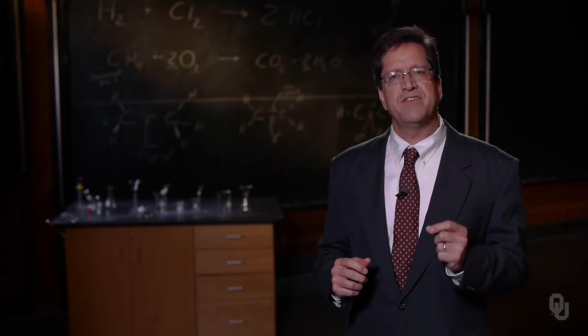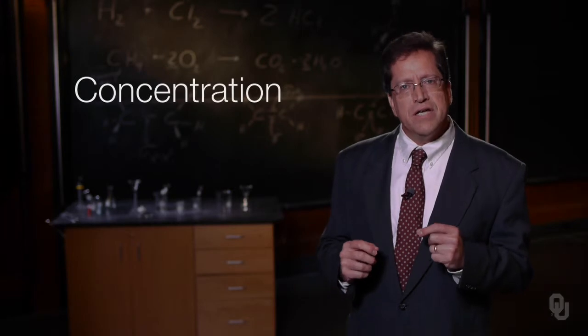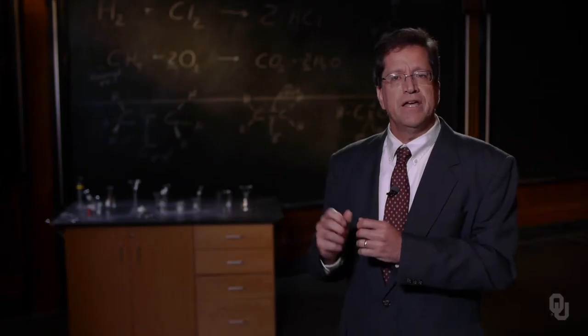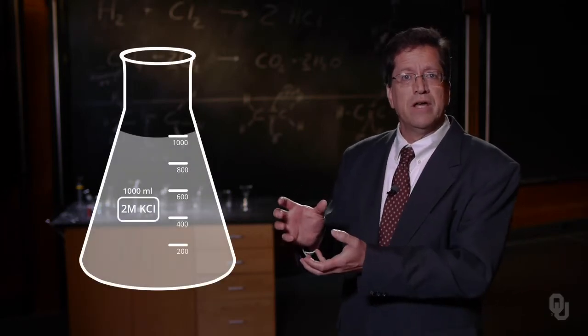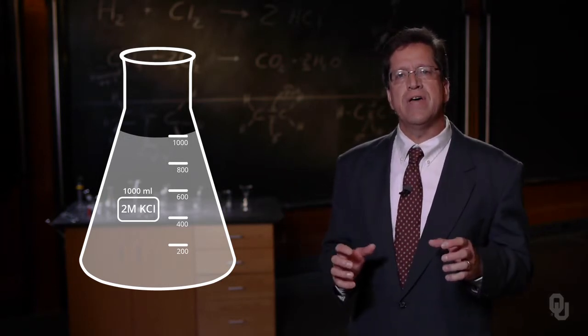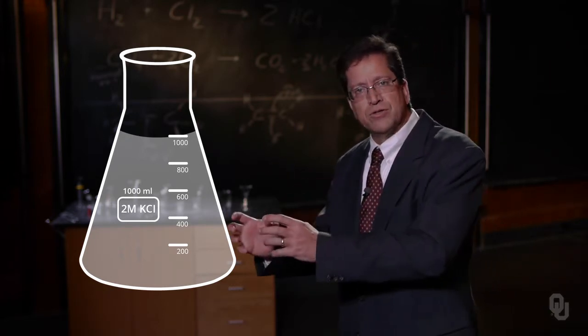For our final example in our introduction to this unit, we're going to think about concentration. In particular, we're going to think about molar concentration. Now, molar concentration implies moles per liter. To illustrate, we can add potassium chloride to water and create a potassium chloride solution. If we have a 2 molar potassium chloride solution, that means that in 1 liter, it would contain 2 moles of dissolved potassium chloride.